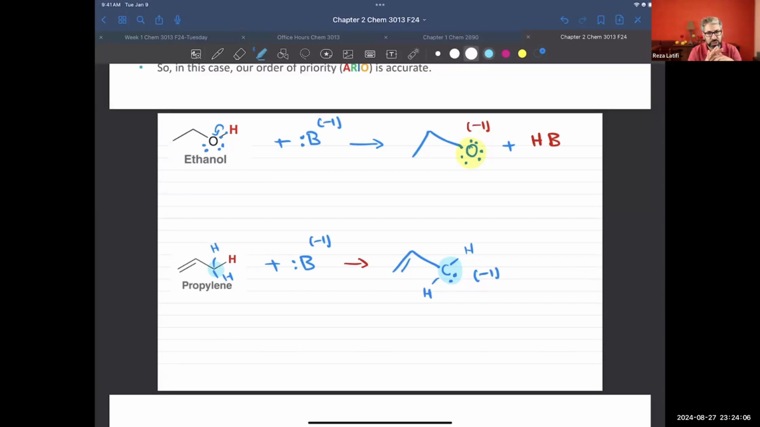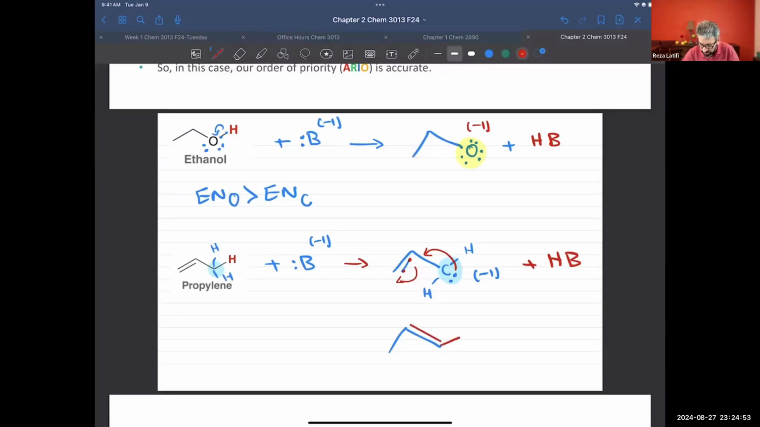If I go with just electronegativity, clearly oxygen has higher electronegativity than carbon. So electronegativity says oxygen is more capable of handling the negative charge versus carbon. But we forgot one thing, and that's a resonance structure. Carbon is capable of sharing its lone pair with this carbon, taking those 2 electrons and giving them to that carbon. If we do it, we will get carbon attached to another carbon through a double bond, a pi bond, and that carbon already has 2 hydrogen atoms.